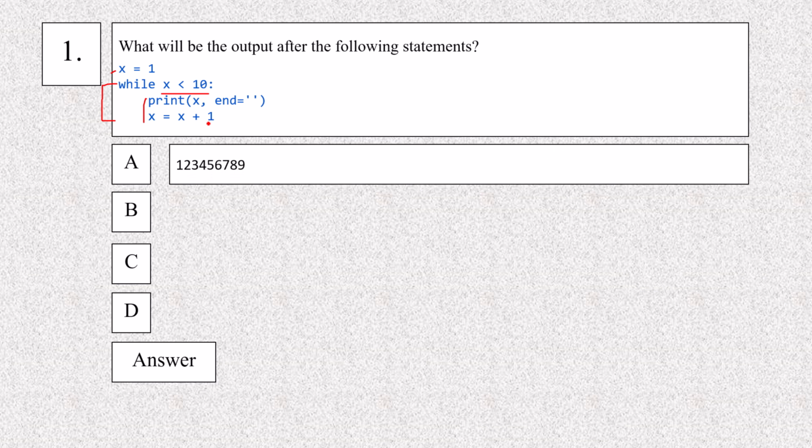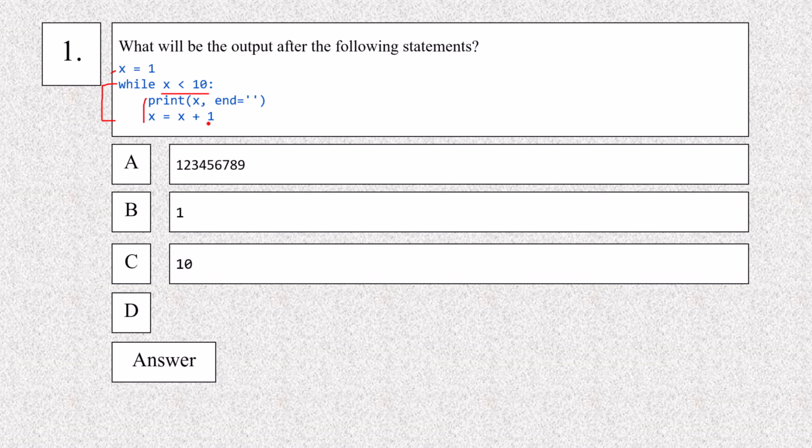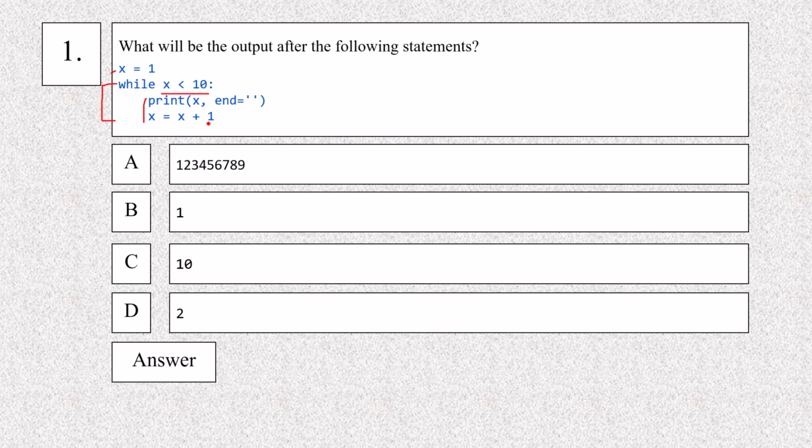Option A is 1, 2, 3, 4, 5, 6, 7, 8, 9. Option B is 1. Option C is 10. Option D is 2. Here the correct answer will be option A, because each time it will print x and increment x by 1, and in the next step it will print 2. In this way, it will print 1 to 9.